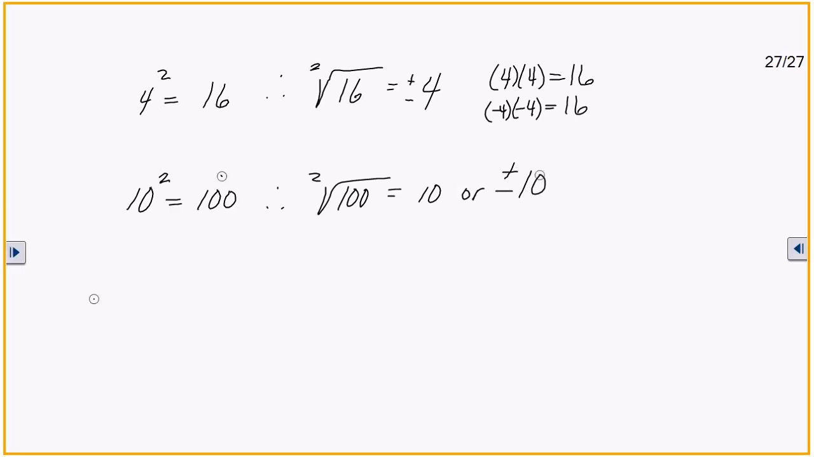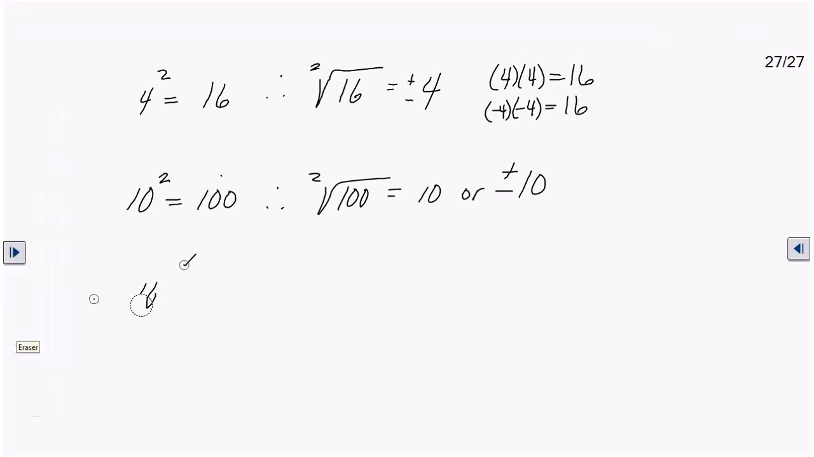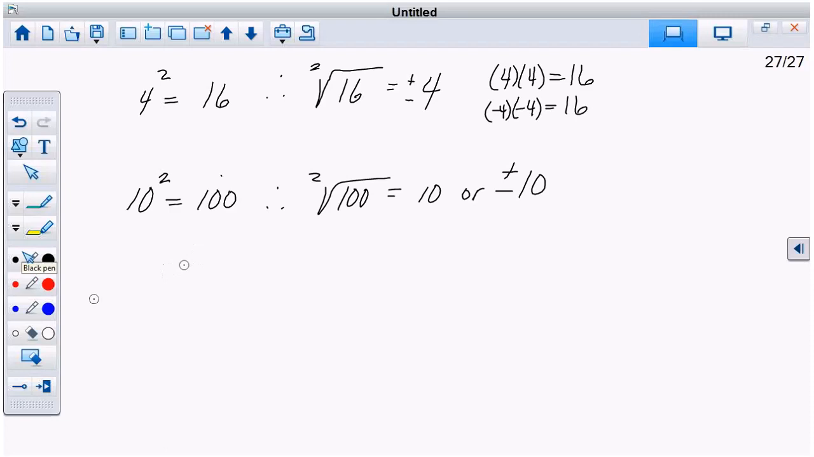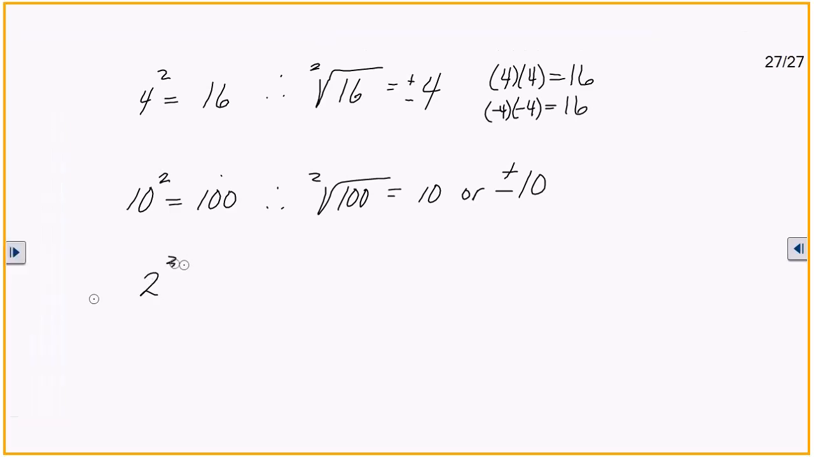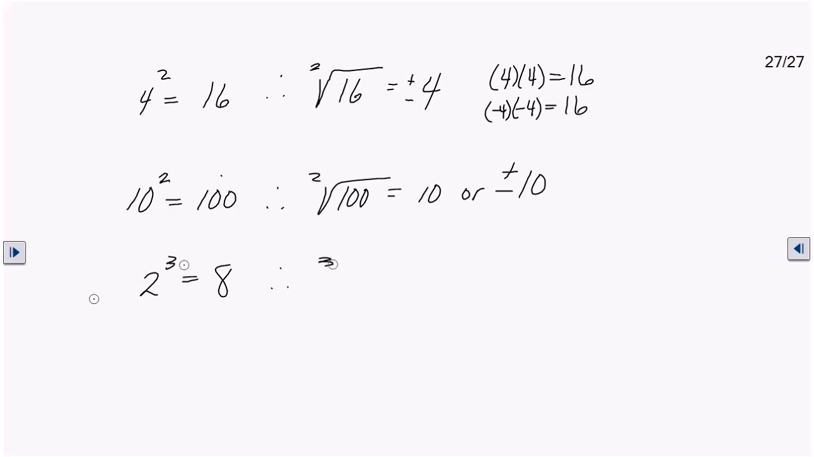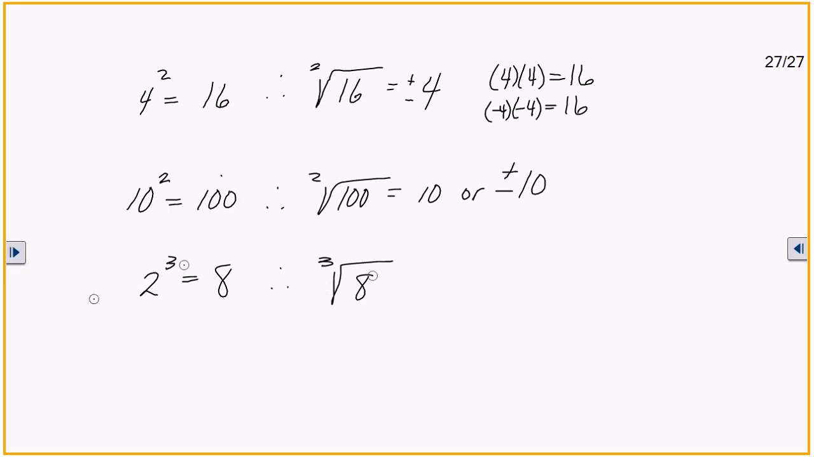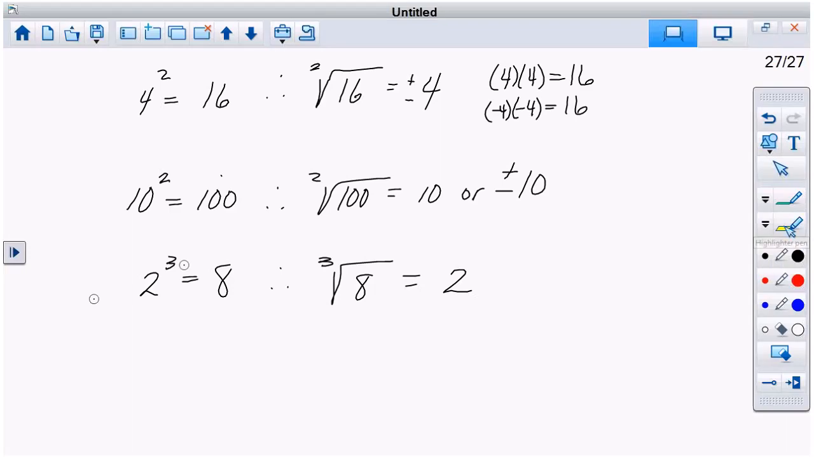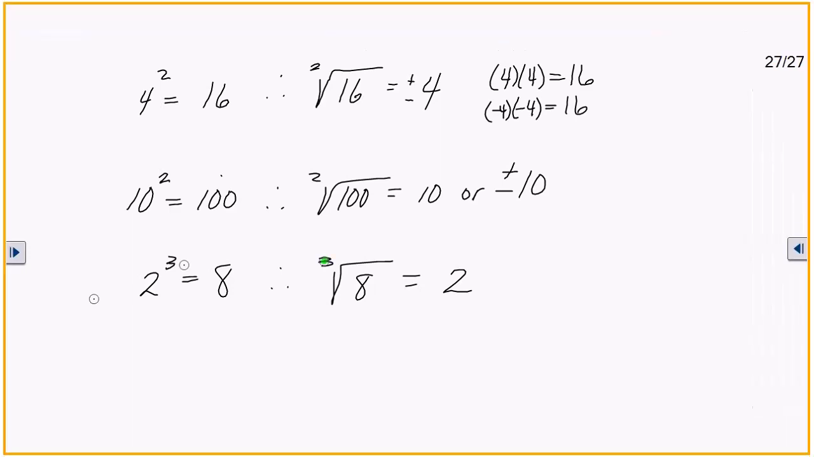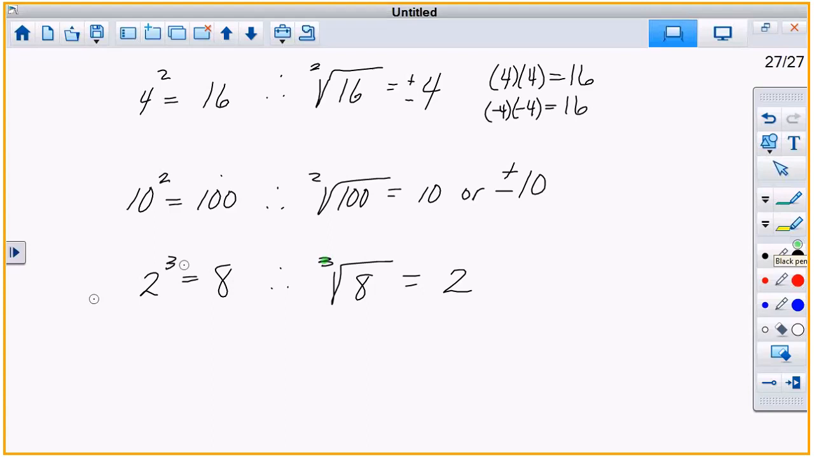Now you can do the same thing with a cube root. Let's go with 2 to the third power is equal to 8. Therefore, the cube root of 8 is equal to 2. Now notice, the index changed.